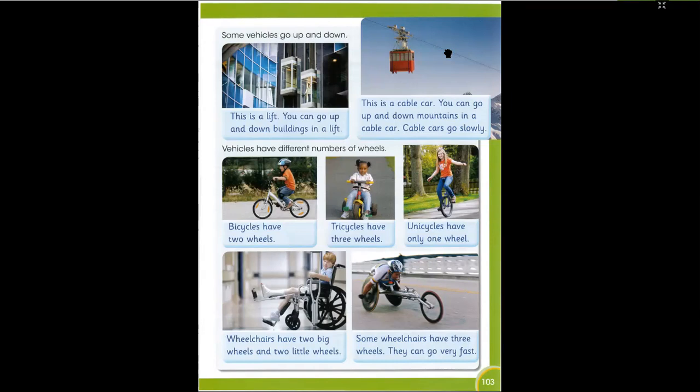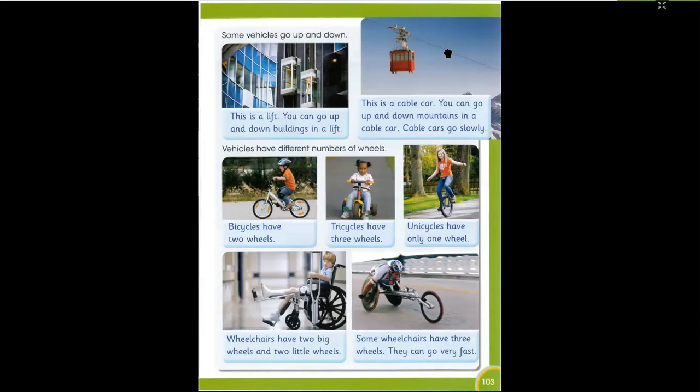Next. Vehicles have different numbers of wheels. First we have studied what? A vehicle that moves on water. Then we have studied a vehicle that moves underground. Then we have studied two types of vehicle that move up and down, that is lift and cable car. Now we are going to study different vehicles that have different numbers of wheels.